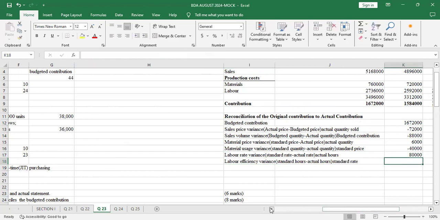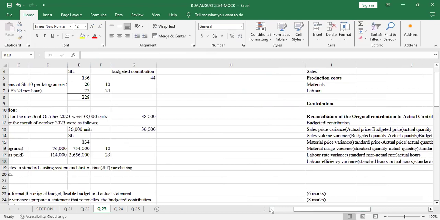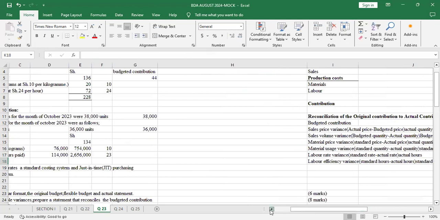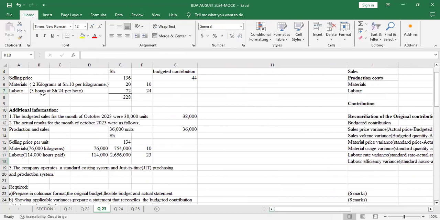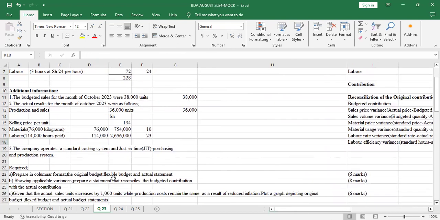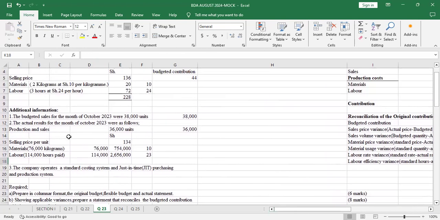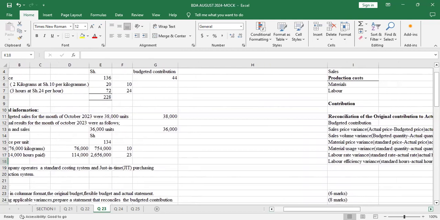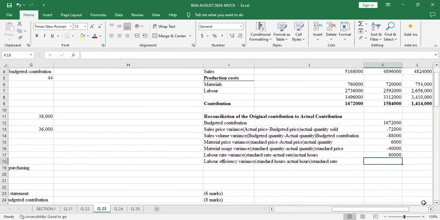So you reason, for standard hours in actual, you ask yourself, a unit requires how many hours? Here for labor you're told that 3 hours at shillings 24 per hour, so 1 unit will require 3 hours. What about the 36,000 units which were actual? You take 36,000 and multiply by 3 hours, and that will give us 108,000. So you come and say equals 108,000.